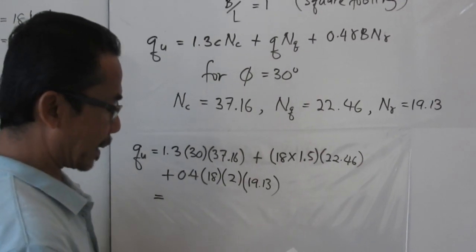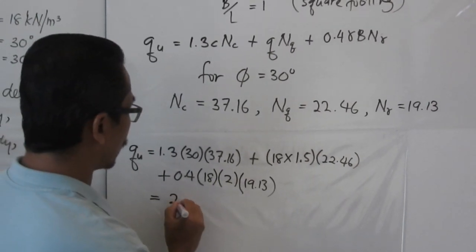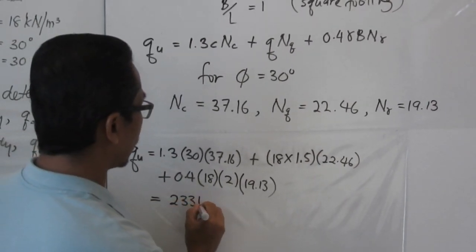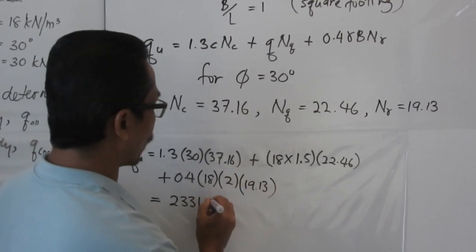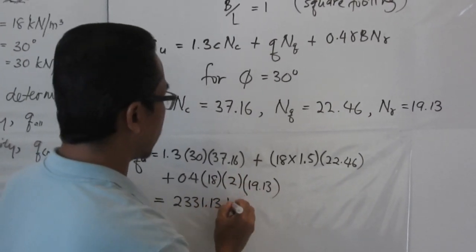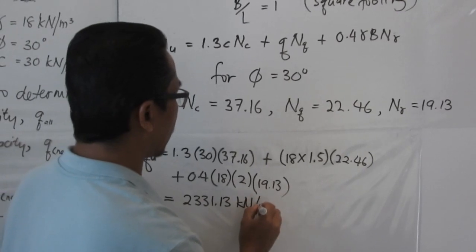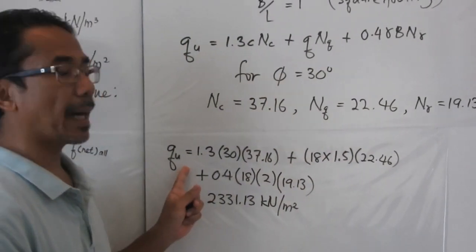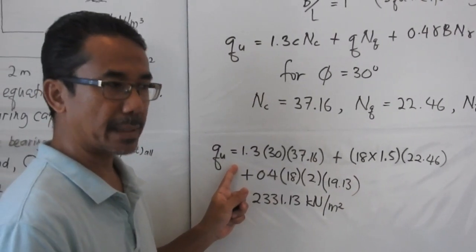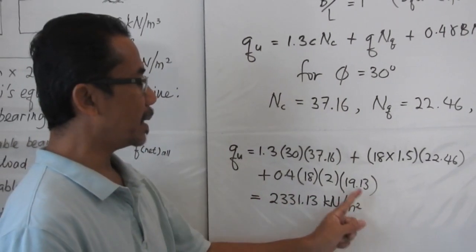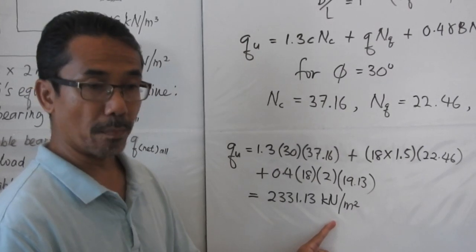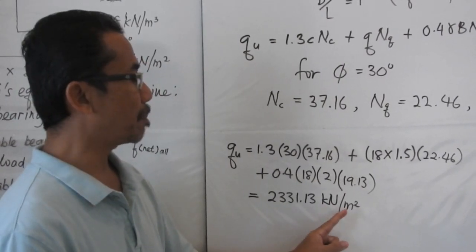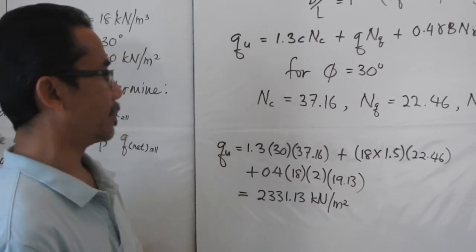So you should get the value of 2331.13 kilonewton per meter squared. Right? This is the ultimate bearing capacity. The unit is in terms of stress or pressure, kilonewton per meter squared.